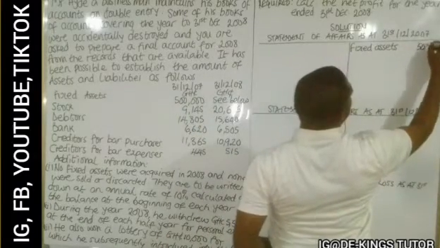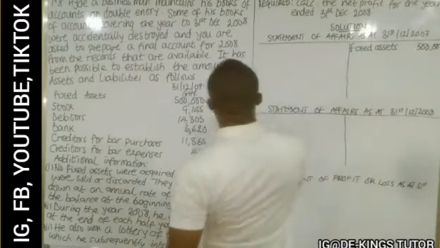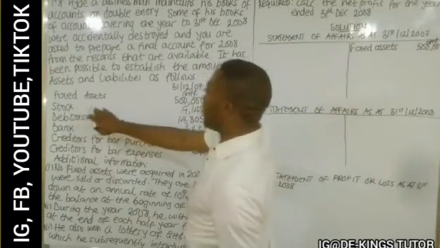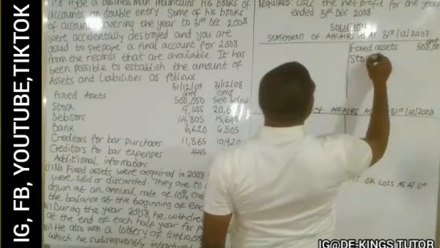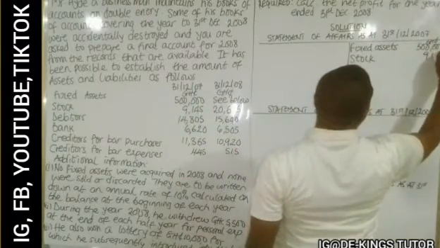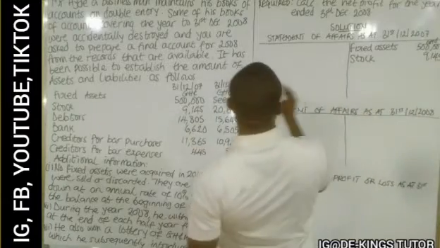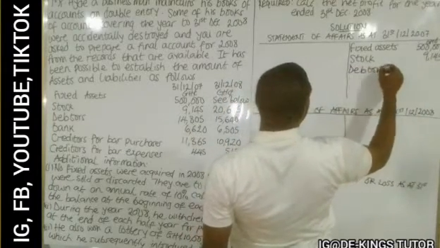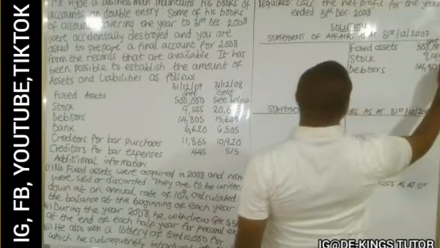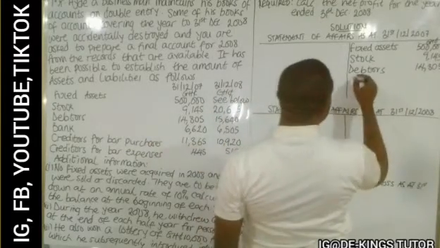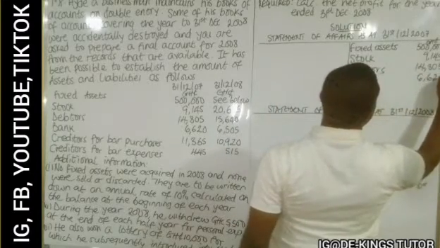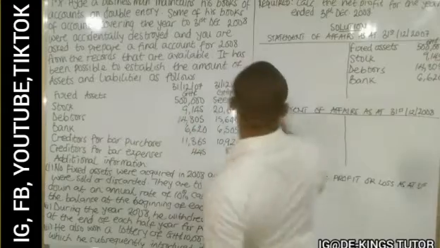500,000 Ghana cedis. We have stock, this aspect of assets, 9,145 Ghana cedis. We have debtors, 14,805. We have bank, 6,620, and okay, that's all for the assets.